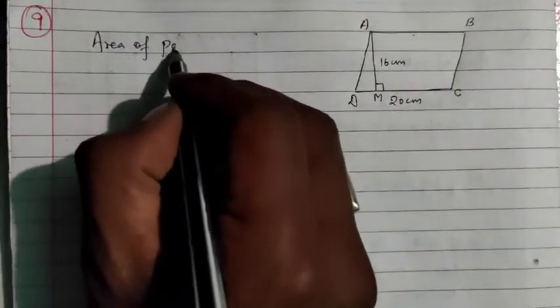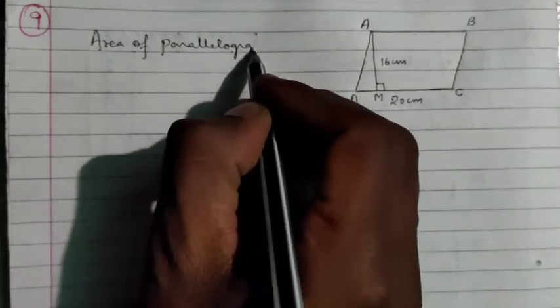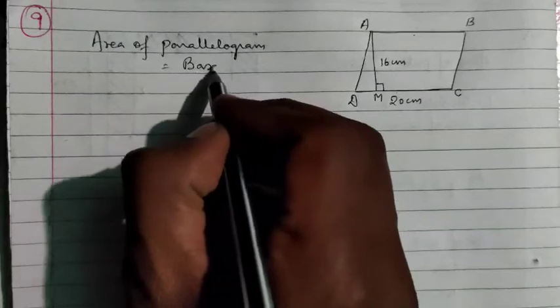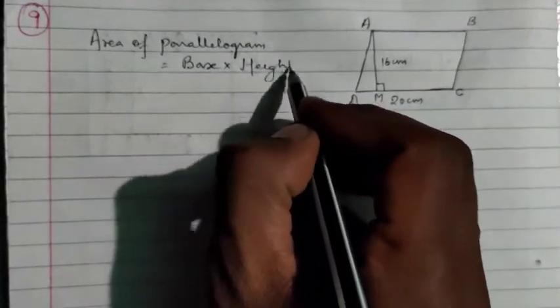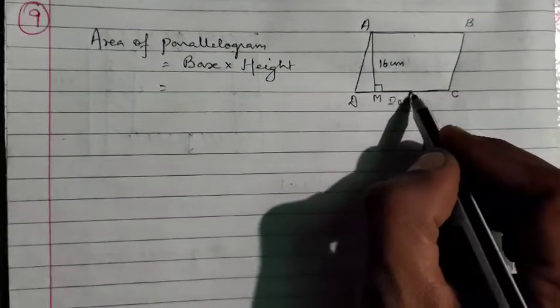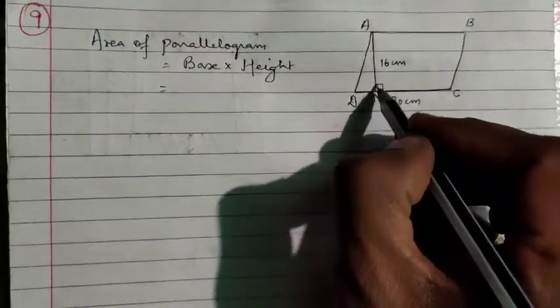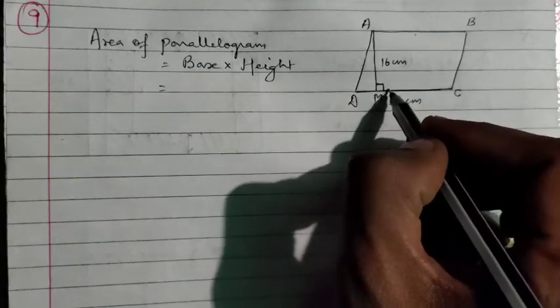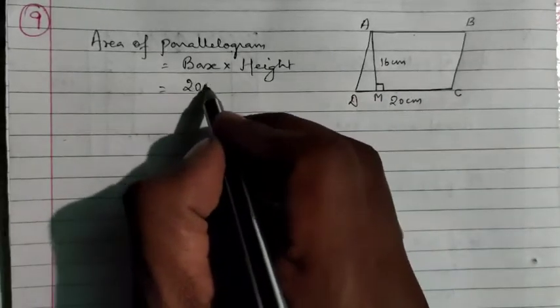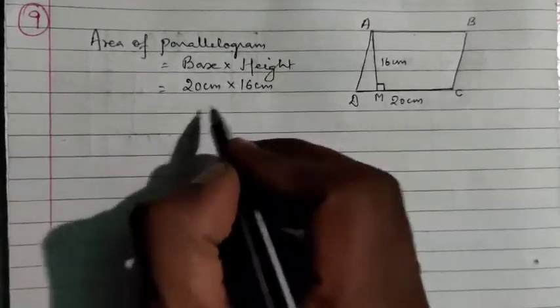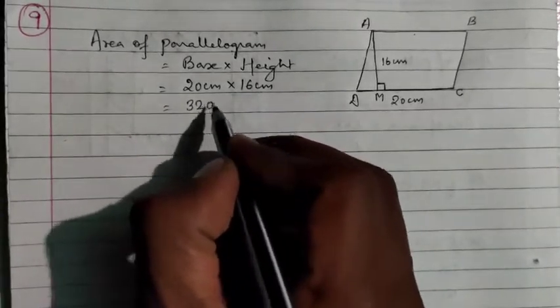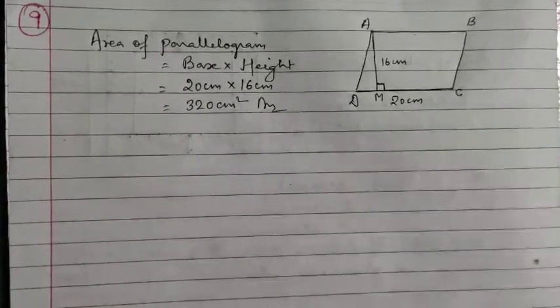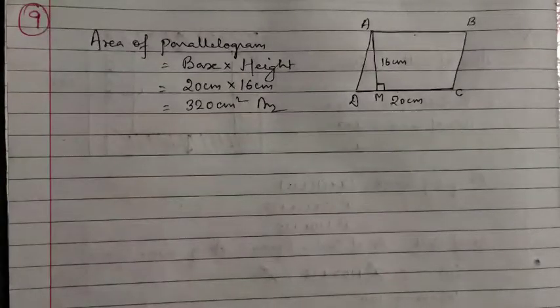There is a formula for calculating area of parallelogram: base into height. This one will be called the base, and on this base, this is the height. Height means perpendicular. This is the height. We will multiply these two values. The value of base is 20 centimeter and value of height is 16 centimeter. 16 into 2 is 32 and 0. 320 centimeter square. This will be your answer. And I hope that this question is also clear to you all. Next we will see question number 10.